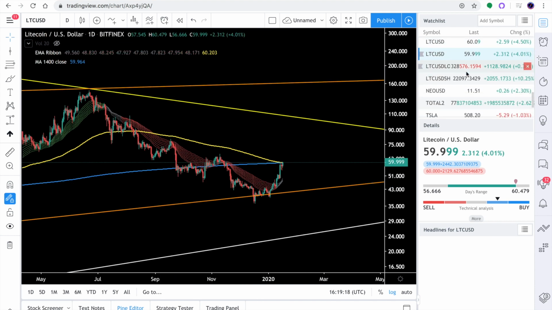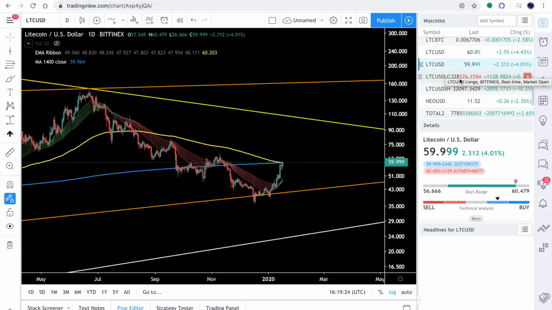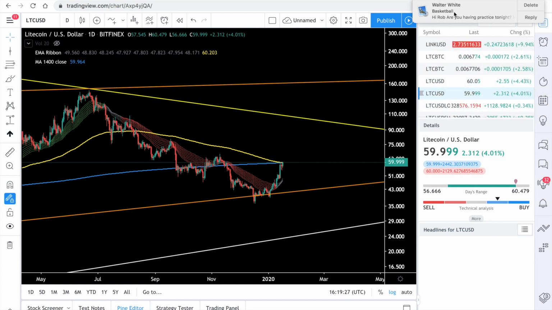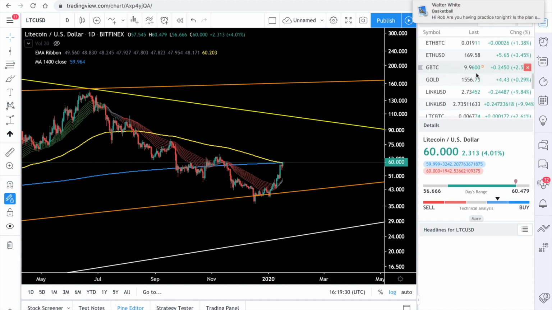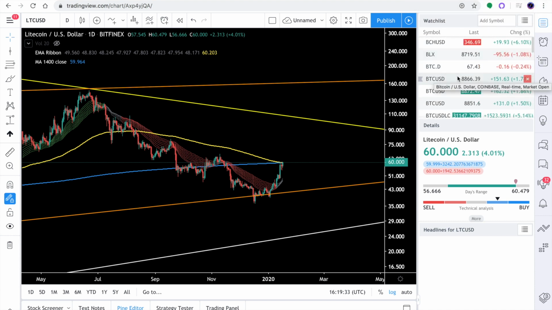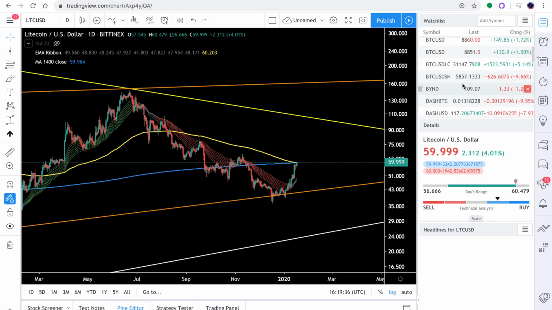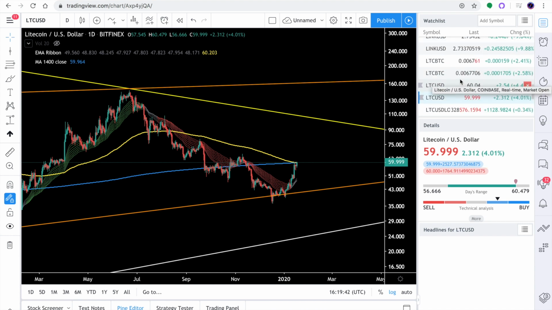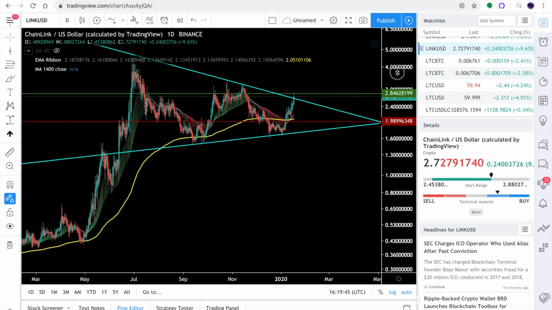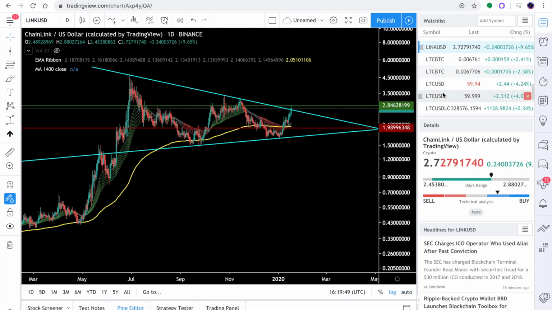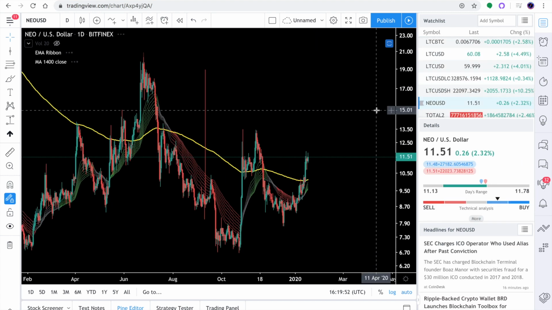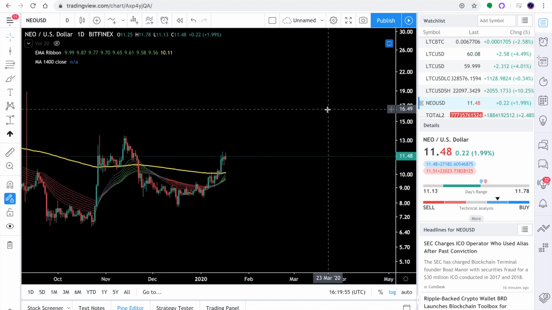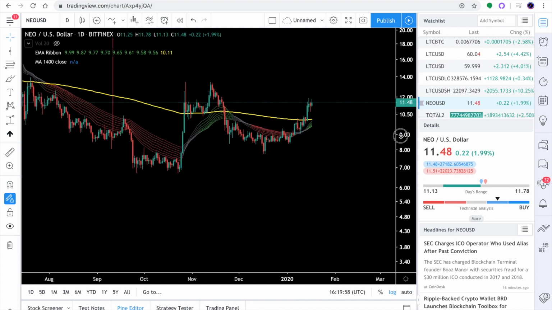So we went over DGB in the beginning. We looked at ETC real quick. We looked at Litecoin. We looked at Dash. We looked at the BLX chart, and I think that's it. There's nothing really else. Yeah, it looks like Link is trying to break out. Neo's another one that looks pretty decent. Dan, Lou, and I have been talking about that one.